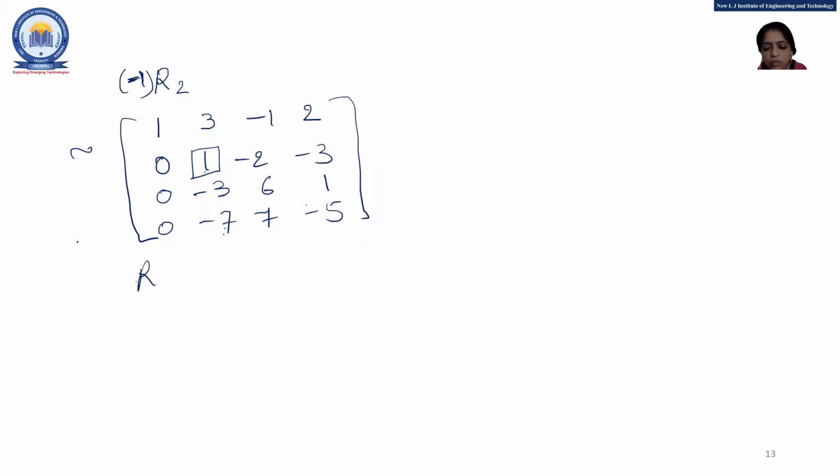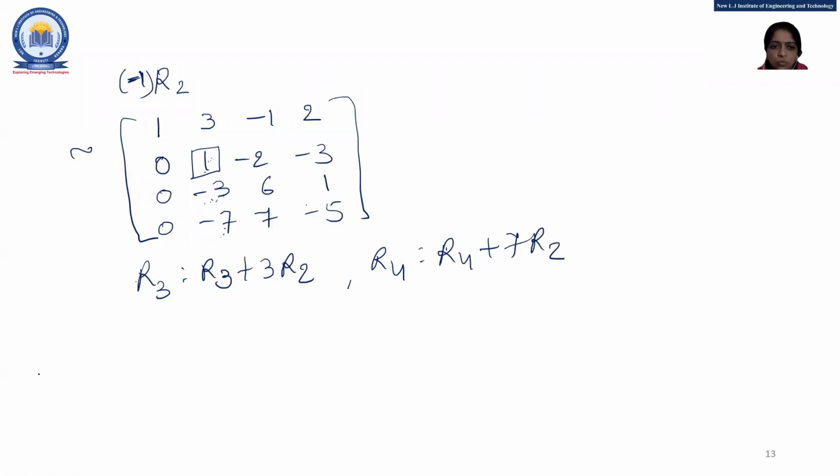That is for the third row, here R3 plus 3R2. I'm going to multiply this second row with 3 and add it to the third row, because this is -3. So if I multiply this one with 3, then 3 minus 3 is 0. And the same for the fourth row, that is here R4 plus 7R2, right?